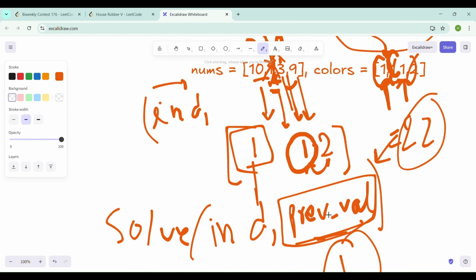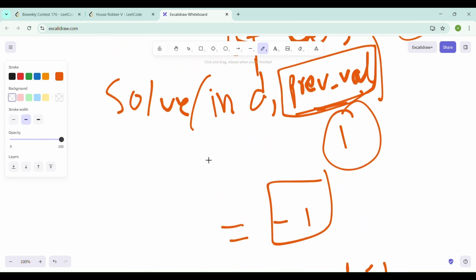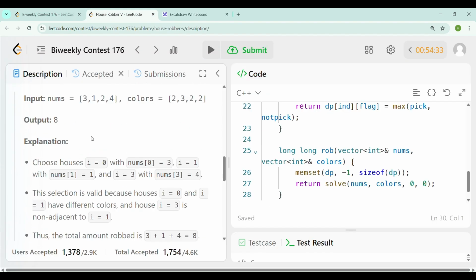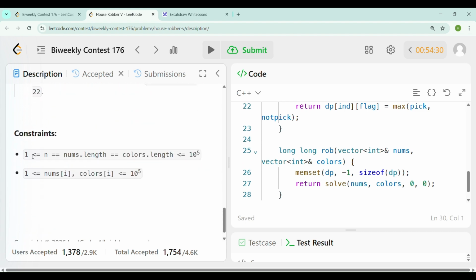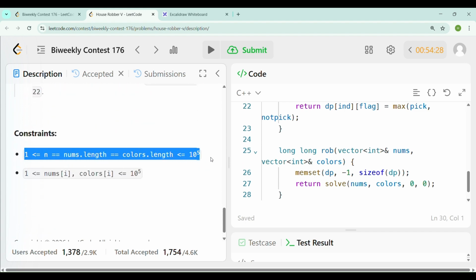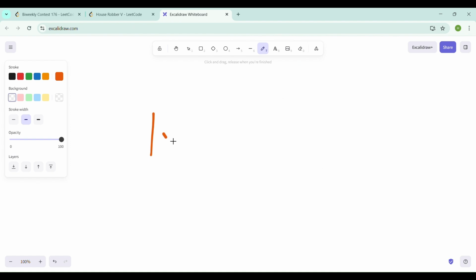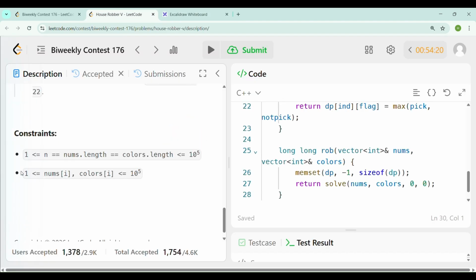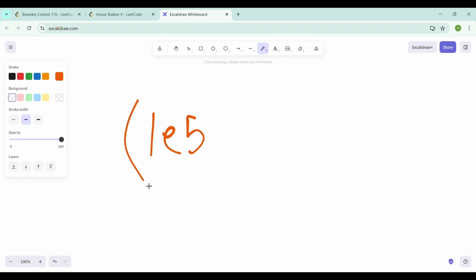Now, if you know a bit about DP, you can say the changing state, right? When you write a recursive solution, you need to understand what the changing variables are in the recursive solution. If you look closely, the index is a changing state and the previous value is a changing state. And if you look at the constraints given in the problem statement, nums.length equal to colors.length will be 10 to the power 5, meaning the index can go up to 1e5. And your nums and color values can also go up to 1e5. So you wrote a solution which was 1e5 cross 1e5.